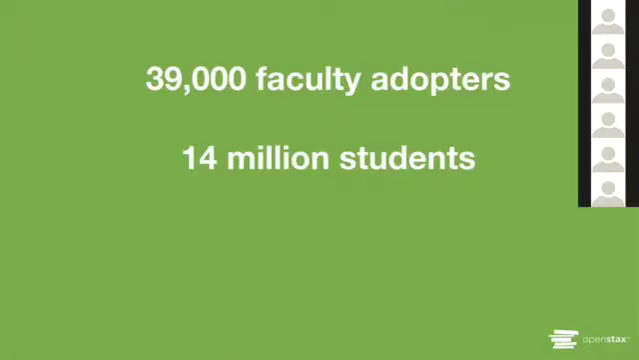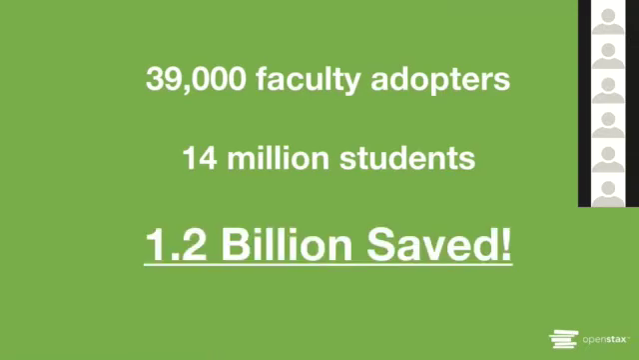So since 2012, we've had over 39,000 faculty adopters serving more than 14 million students, and we've saved students $1.2 billion since 2012. And this is not just because OpenStax exists. It's because of the amazing work that librarians, that faculty have done to really go out and adopt and adapt open educational resources from OpenStax. So this is really our collective win.